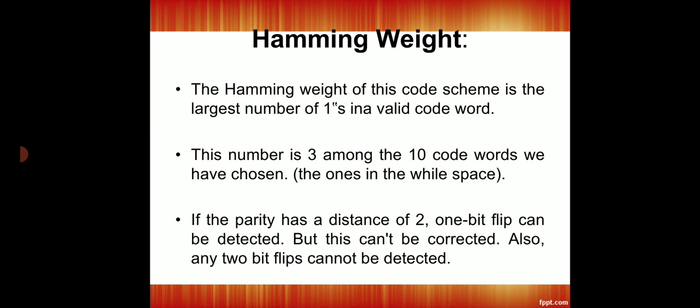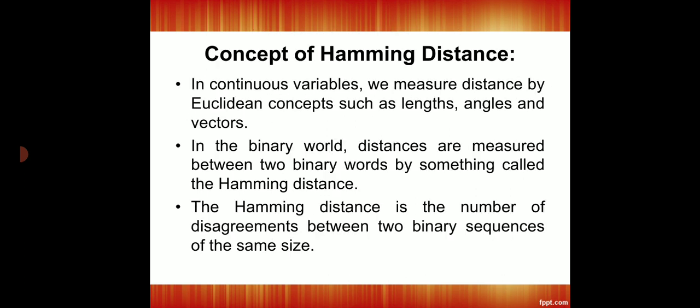Here the largest weight we are taking is 10, and the minimum weight we are taking is 3. If the parity has a distance of 2, a 1-bit flip can be detected, but it cannot be corrected. Also, any two bit flips can be detected. The main concept of Hamming distance is that it measures distance, such as lengths, angles and vectors. In the binary world, the distance between two binary words is what we call the Hamming distance. This is the number of disagreements between two binary sequences of the same size.